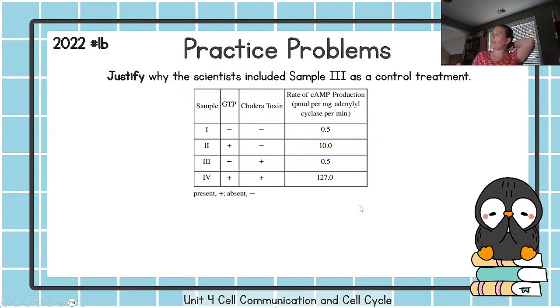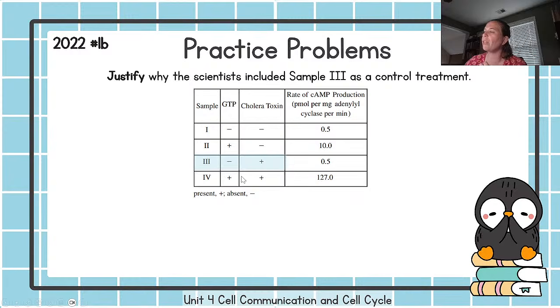So then the next part of this question says, justify why the scientists included sample 3 as a control treatment. And so I'm looking at 3. I'm saying, okay, why would 3 be considered a control? What does 3 have, or what can I compare 3 with? So 3 doesn't have the GTP, but it does have the cholera. If I compare it to this one, that will just tell me what happens with cholera. So I really wouldn't talk about that one alone, because this one doesn't have either GTP or cholera.